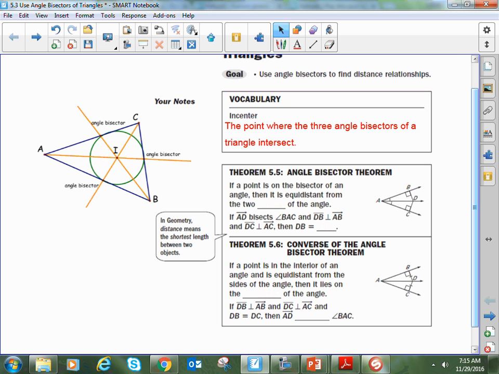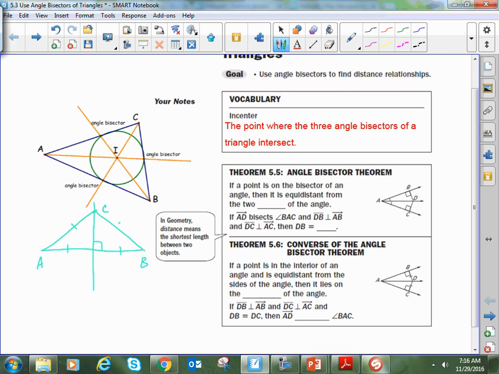When we talked about a perpendicular bisector, what we said is that if I have a segment that is bisecting something, let's call this point A and let's call this point B. Well, if I have a point here, let's call that point C, because it's on a perpendicular bisector, the distance from C to A and C to B has to be the same also. Well, in an angle bisector, it's similar.